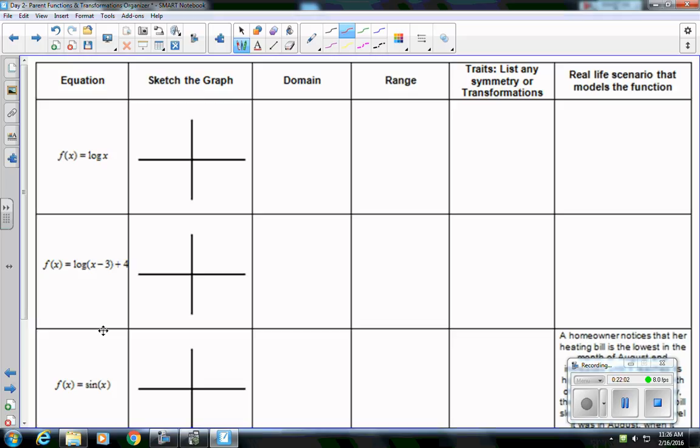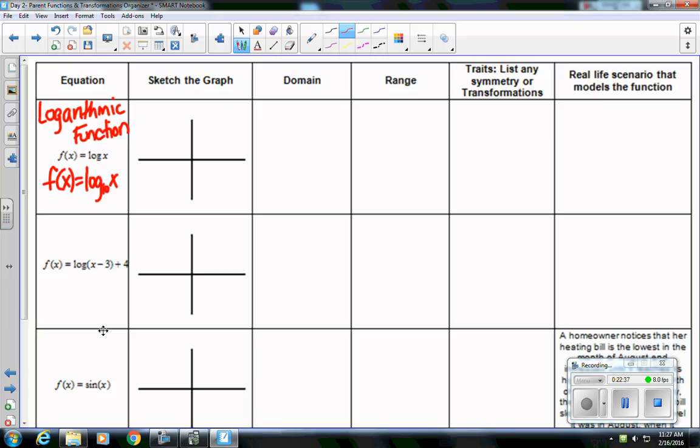So we have f of x equals log x. So as you can guess, this is our logarithmic function. Which of course is the inverse of the exponential function that we just did. And remember, this is a common log. There is no base given, so this is the same thing as f of x equals log base 10 of x. Because remember, anytime there is no base, we understand it to be 10.